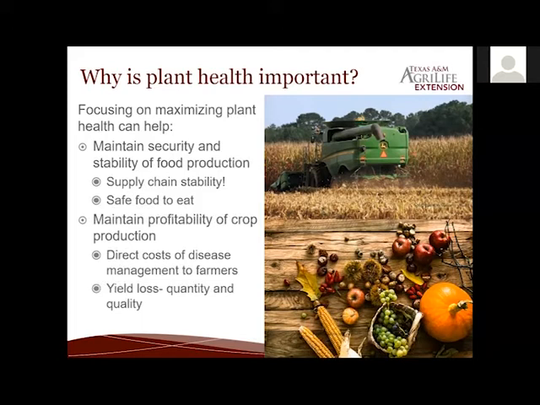Also, we strive to maintain profitability of crop production for farmers and landowners, and this includes direct cost of disease management to farmers, so like fuel and fungicide and things like that, as well as yield loss, the money they're not making, both in quantity and quality. For example, if corn is low quality, the farmer's not going to get as good of a price at the grain elevator as they would if it were in premium condition. And things like fungal pathogens in particular do have a pretty significant role in the quality of not only grains like corn or wheat, but also oilseed crops like soybeans.